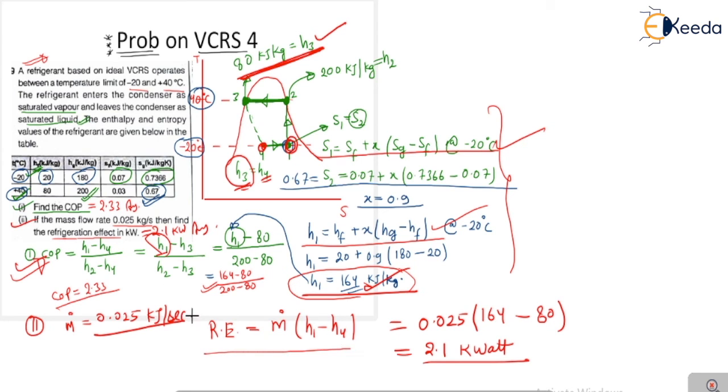Again we have to apply the standard equation as per the given situation. Just like that, here mass flow rate is also given, and by this way we can easily calculate our refrigeration effect. That will be your answer. So by this way we can solve any type of question.